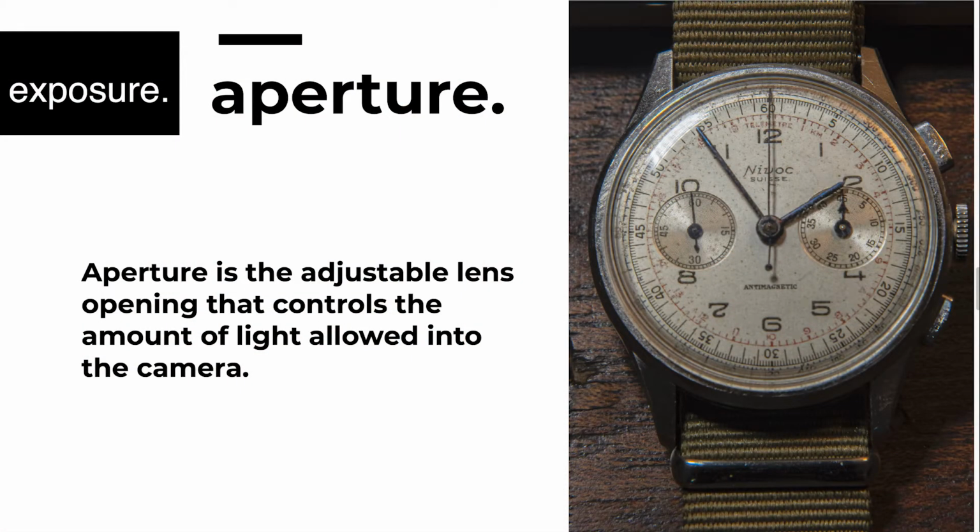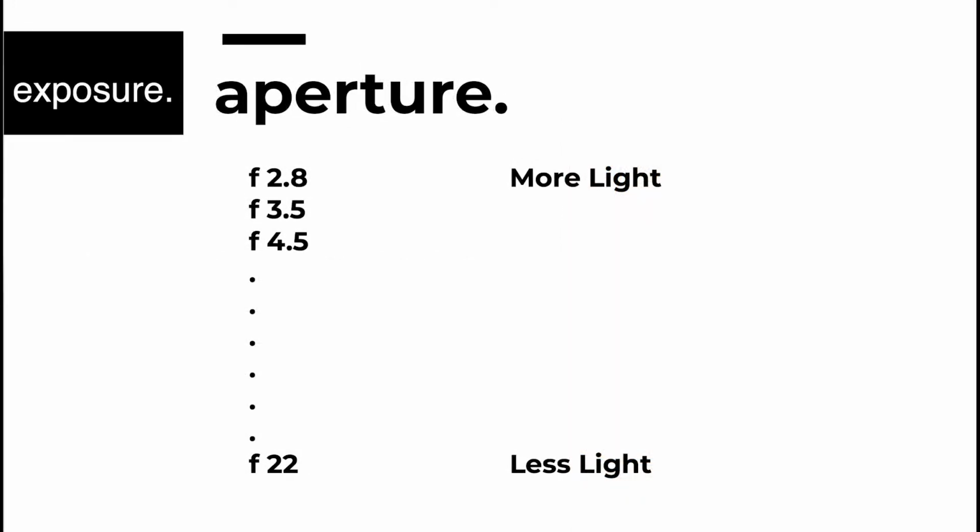Now, here's where we're going to talk about aperture. Aperture is an adjustable lens opening that controls the amount of light allowed into your camera. Aperture will also show as f on your camera, or what we call f-stops. Now, here's a little bit of a tricky part about aperture. The smaller the f-stop number is, the larger your aperture is. The bigger your f number is, the smaller your aperture is.